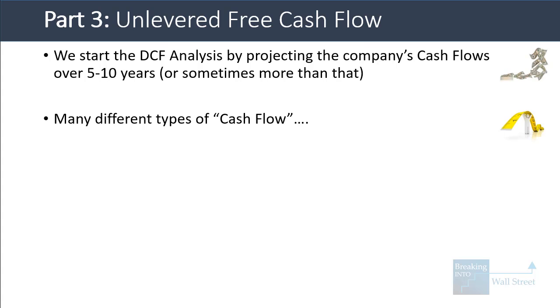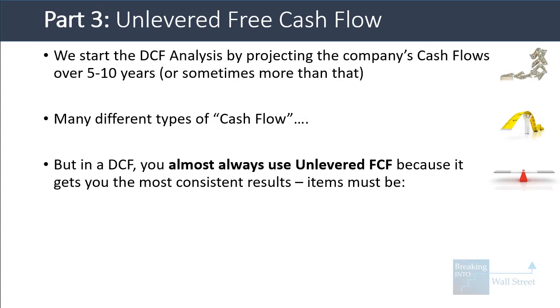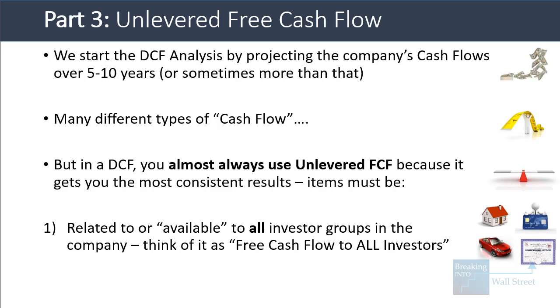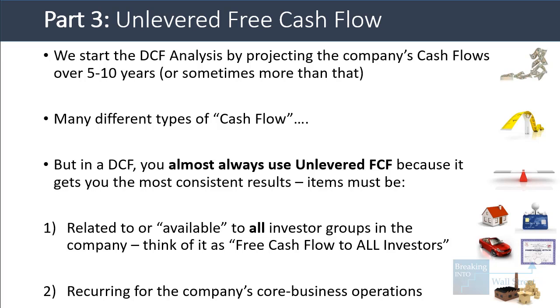Now, there are many different types of cash flow or free cash flow, but in a DCF, you almost always use the unlevered free cash flow because it gets you the most consistent results and results that don't depend on the company's capital structure. To be counted in unlevered free cash flow, line items on the financial statements must be related to or available to all the investor groups in the company. So you can think of it as free cash flow to all investors. And these items must be recurring for the company's core business operations.